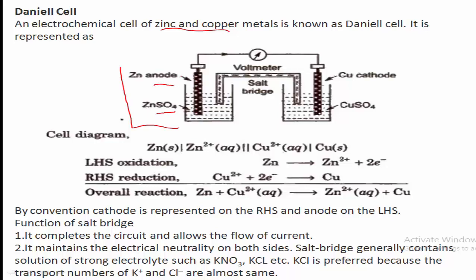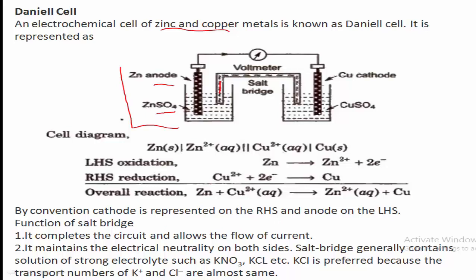And in another beaker, copper sulfate solution is taken and a copper metal rod is immersed in it, which acts as a cathode. Both are connected, and at the center a voltmeter is there, interconnected by a salt bridge. By convention, the cathode is represented on the RHS and the anode on the LHS.